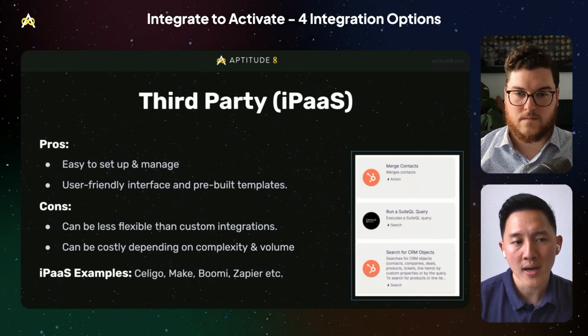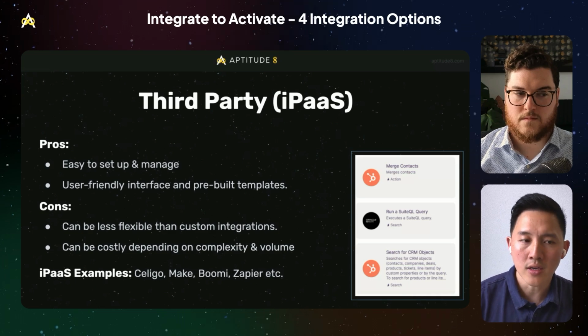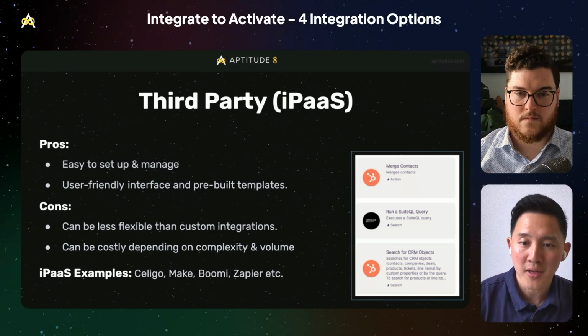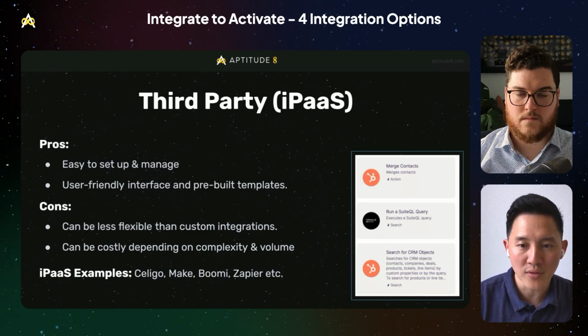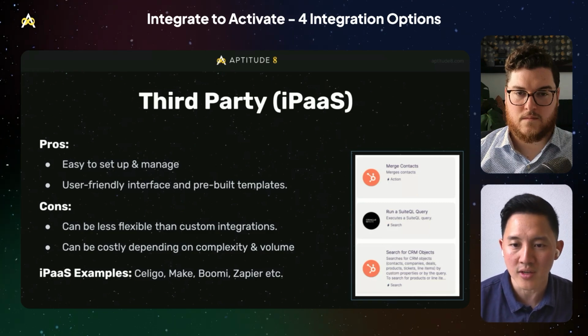So what an iPaaS as a third party can do is give you that ability to set up these integrations in a user-friendly, pre-built template or product solution. It's almost like a quick start for your integration. Now, unlike the Suite apps in the previous two slides, it gives you a little more customization. So if you did need to add a slight script here and there, you would be able to do that.